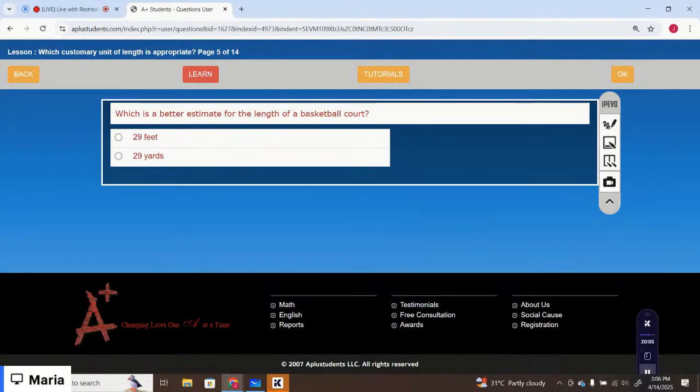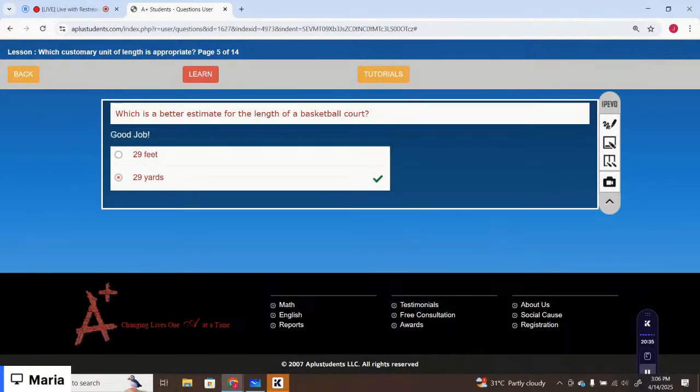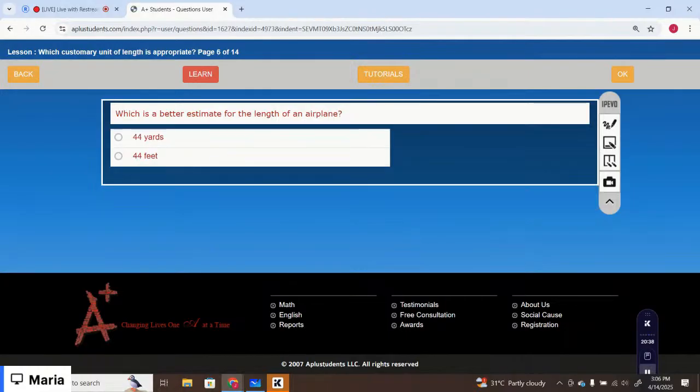Which is a better estimate for the length of a basketball court? So which is the correct option? Basketball court, that is 29 yards. 29 feet is too small for the basketball court.